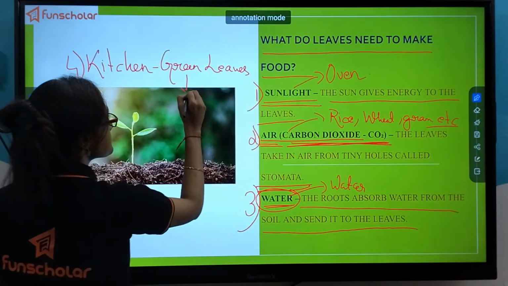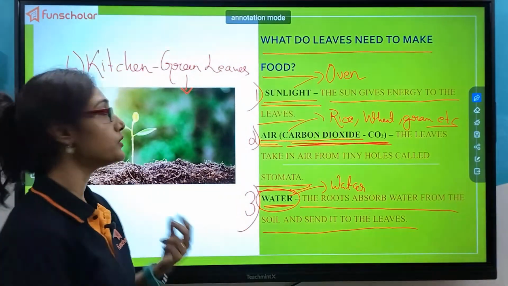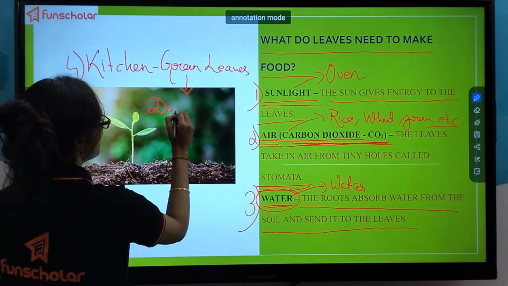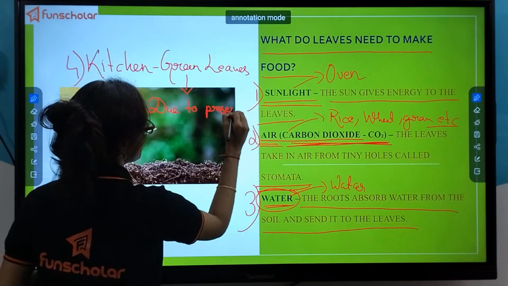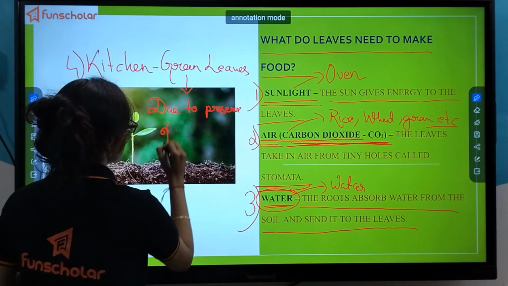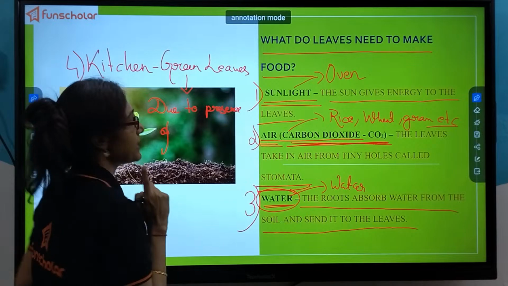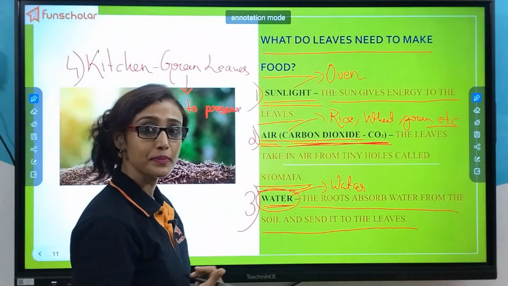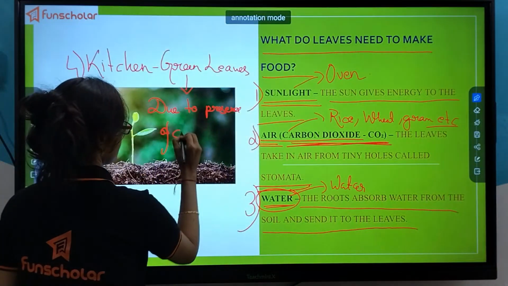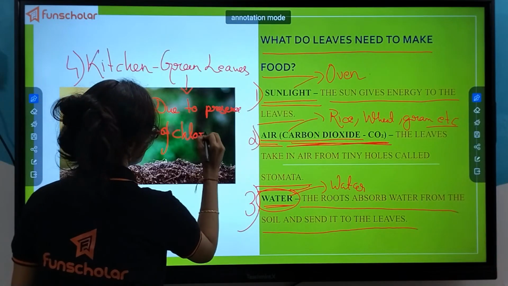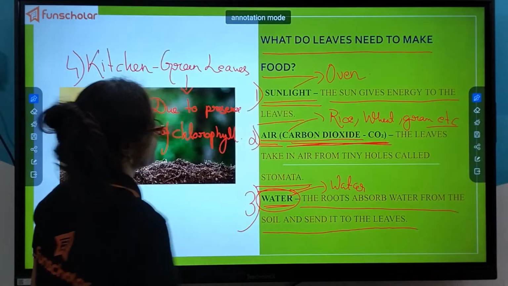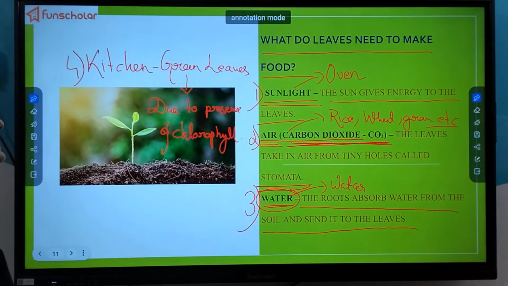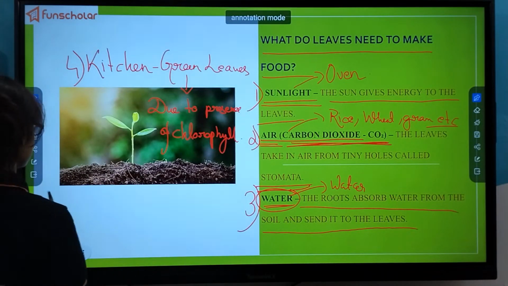And why are the leaves green? Just now I have told you, due to the presence of which pigment? Melanin? No. Which pigment? Chlorophyll. Okay. You please take a screenshot.